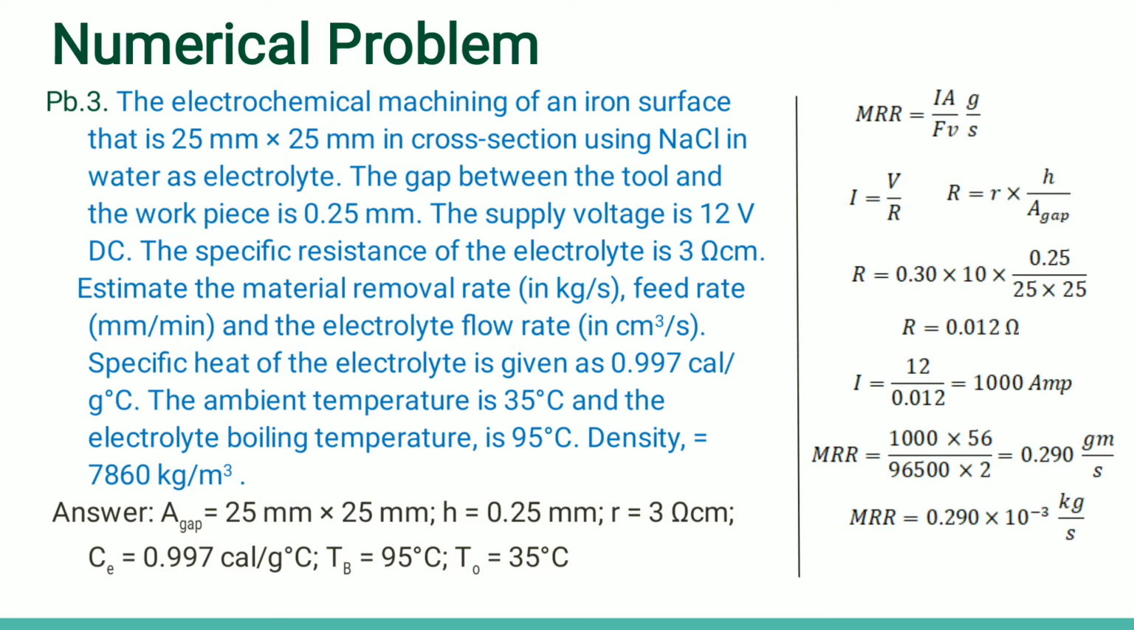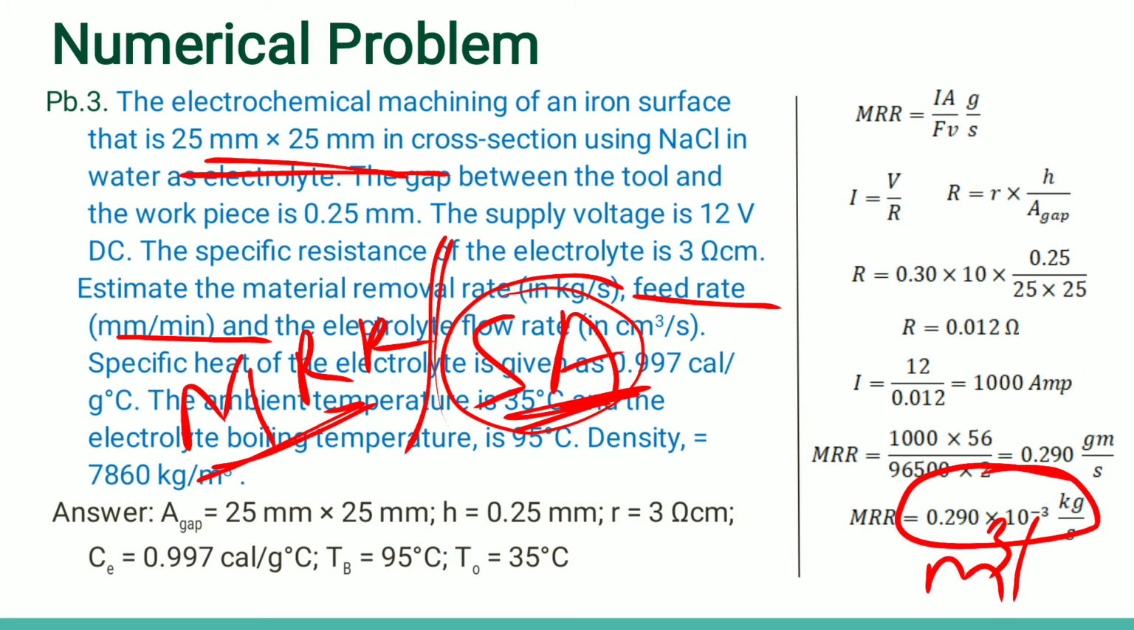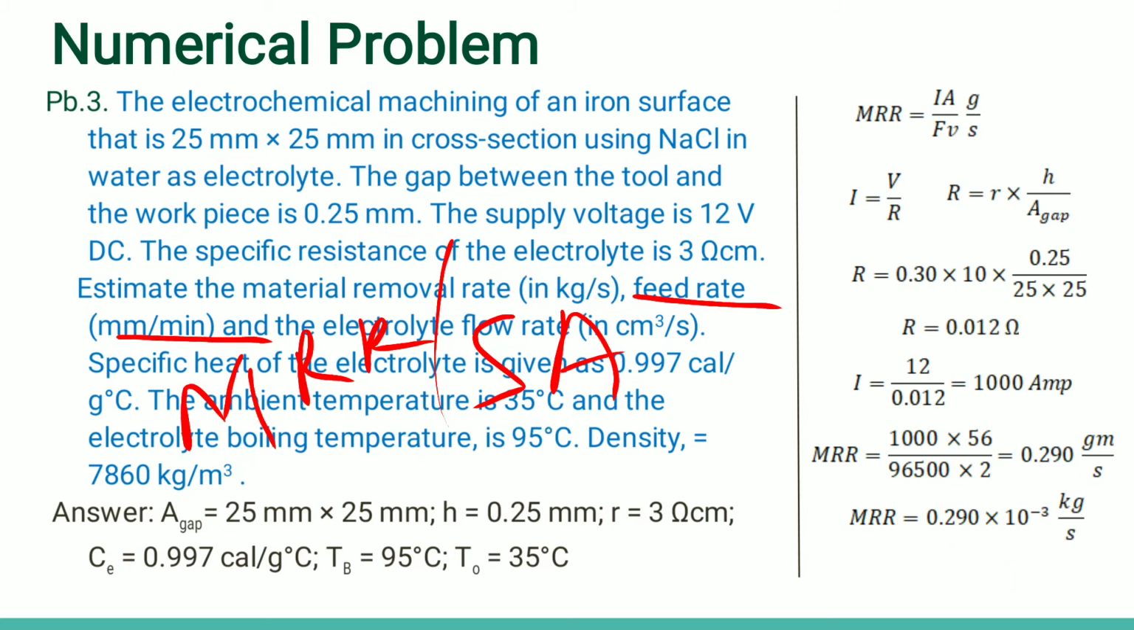Next, this is the answer, but in the next part we have to find out the feed rate. So the feed rate is equal to MRR upon surface area, or the area of the gap. Okay, so the MRR, the surface area is in mm square. So what we are doing is we should convert this value MRR from kg per second to meter cube per second. So that will be easy for us to calculate this feed rate.